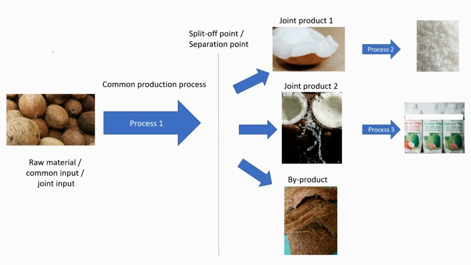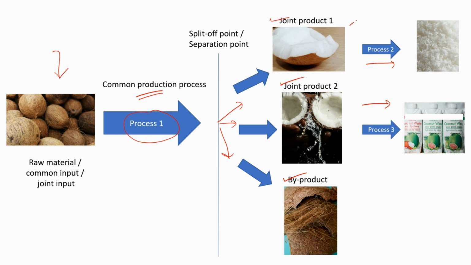This is the example we discussed earlier. Company B buys dehusked coconuts from company A, and this raw material will undergo a common production process, which is process 1. At the split off point, we can identify three products. Joint product 1, which is coconut meat, joint product 2, which is coconut water, and a byproduct, which is coconut shells. Now the company can decide whether or not to further process their joint products.